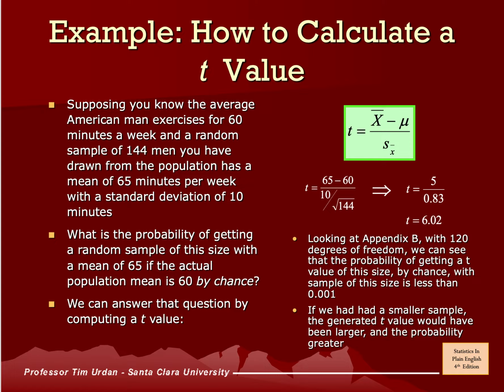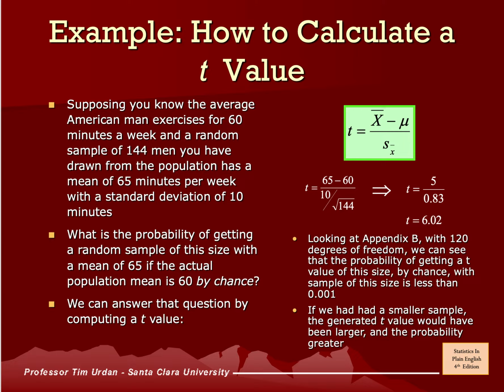So I'm going to look at that by computing a t-value. I'm going to take the mean of 65 minutes per week that's coming from the population and subtract the mean from my sample, so 65 minus 60. And then in my denominator, I'm going to utilize the standard error information and take my standard deviation and divide it by the square root of the number of people in my sample. So that would be 5 over 0.83. When I do that division, I get 6.02. That's my t-value.